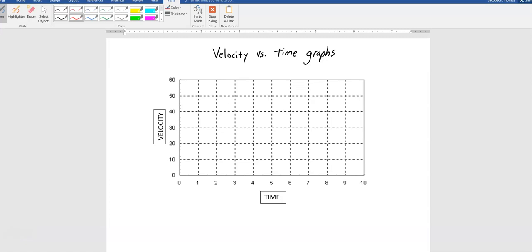Hi class, this is going to be a very quick video on the introduction to velocity versus time graphs. Way back in first semester, I think in the second chapter, we learned about graphs that were actually position versus time graphs, or distance versus time graphs.